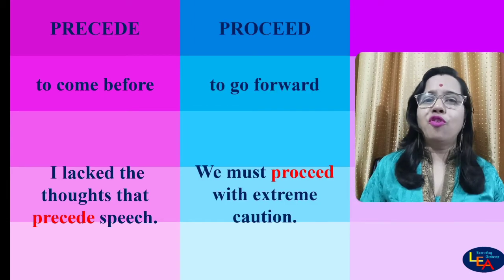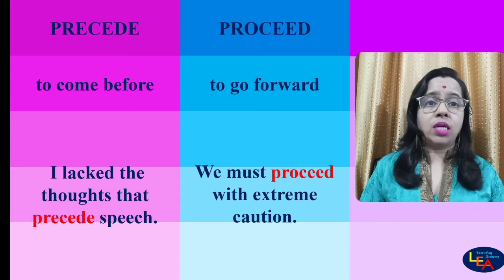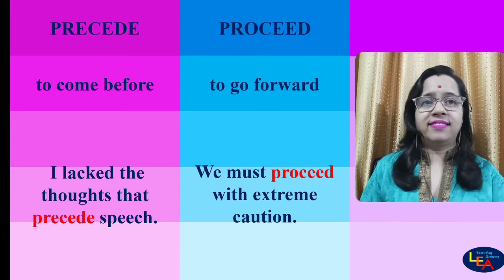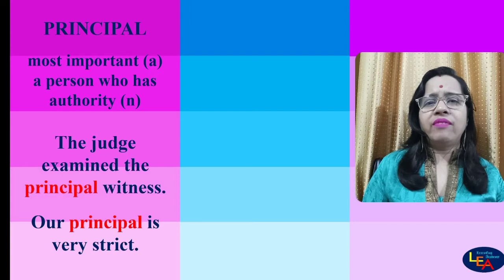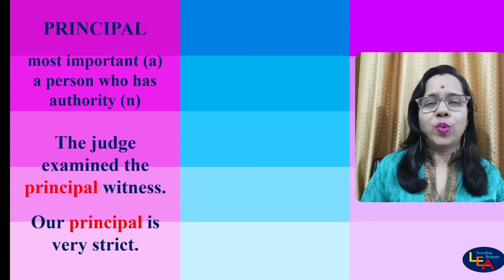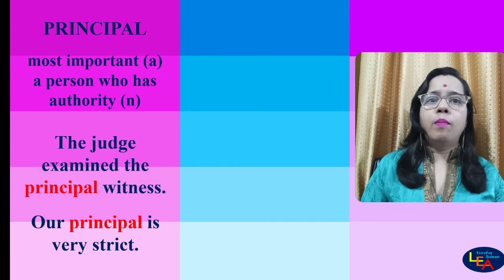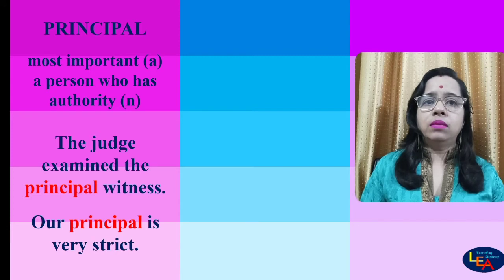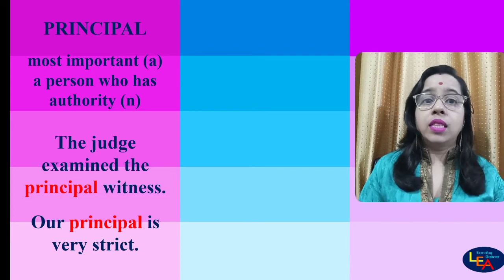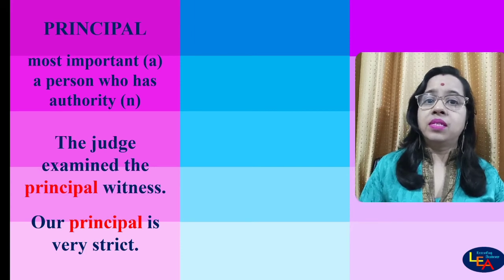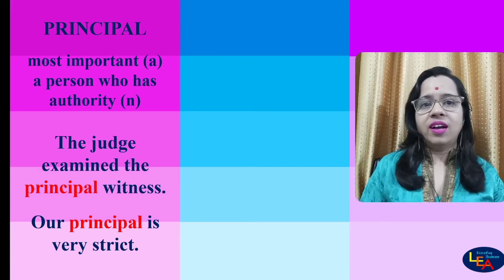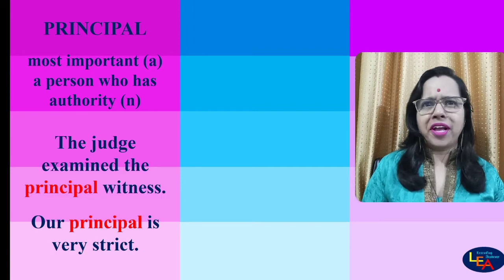Proceed, to go forward. We must proceed with extreme caution. The most confused and misused pair is over here. Principal: most important, a person who has the authority. Example: the judge examined the principal witness, or our principal is very strict.